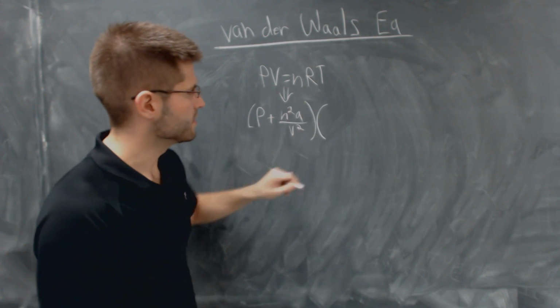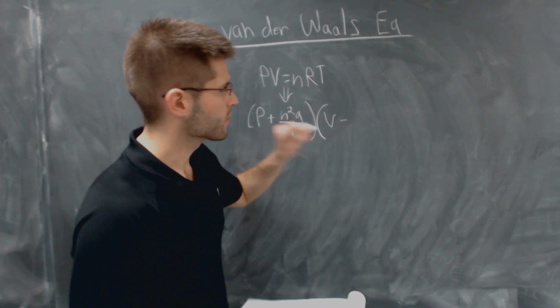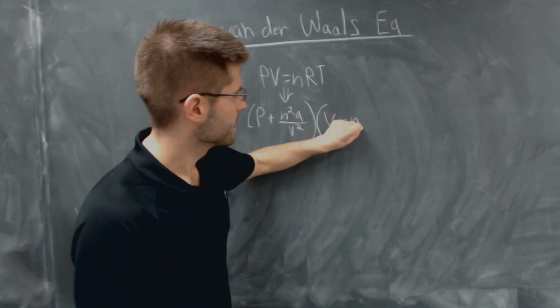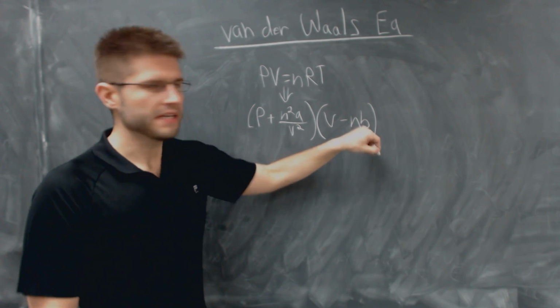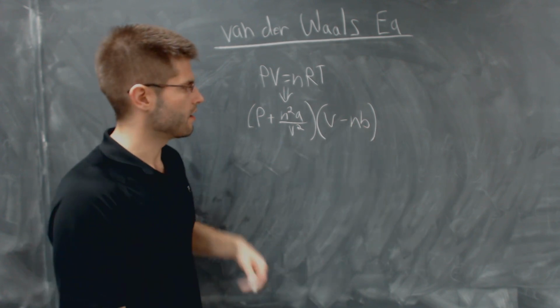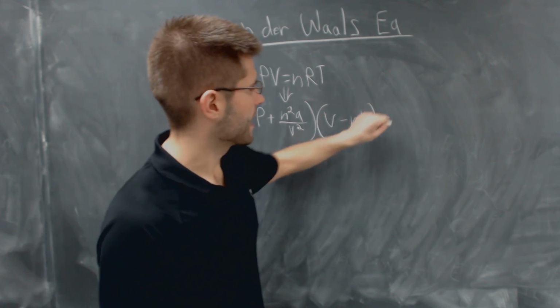Our new volume term is going to be something similar. We have the original volume, and we subtract a term from that, nb: the amount of moles of gas times b, which is another constant found on page 216 of your textbook. The right-hand side is actually the same.